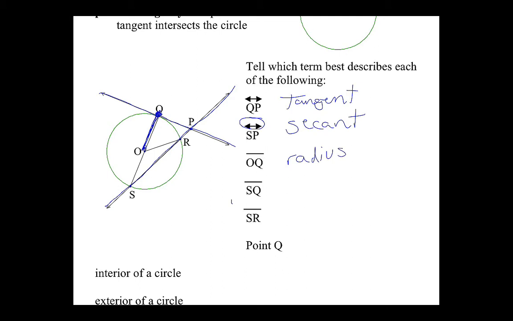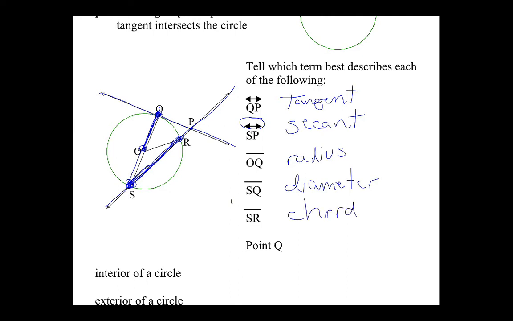Whereas segment SQ starts at point S, goes to point Q, so that's a chord, but it's a very special chord. It went through the center of the circle O, so this would be a diameter. Whereas when I look at the next one, which says chord SR, that starts at point S, goes to point R, but it's just two random points on the circle, so this is nothing more than a simple chord.